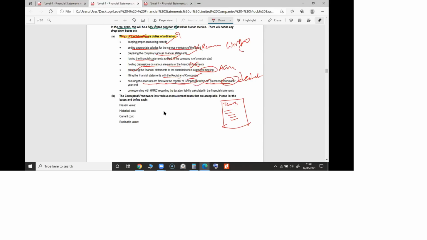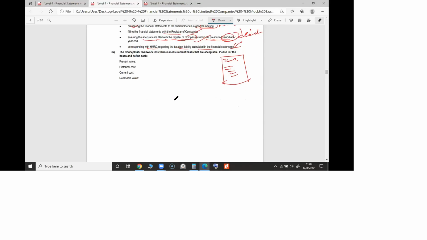Definitely. Thank you. And the last one is corresponding with HMRC regarding the tax liability calculated in the financial statements. No, definitely not. It is not their duty. They need to submit the statements, and based on that, the tax liability is already computed there. They don't need to do corresponding with HMRC. Super duper, well done.